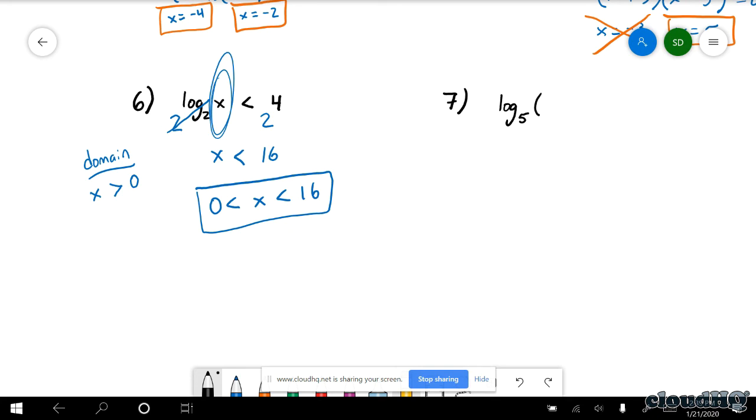Sometimes it's not contradictory at all. If I would have changed that to a greater than sign, you would have just had x is greater than 16. There would have been no restrictions. You could have just left it as x is greater than 16. No problems at all. But sometimes there is a restriction. That's what I wanted to look at.